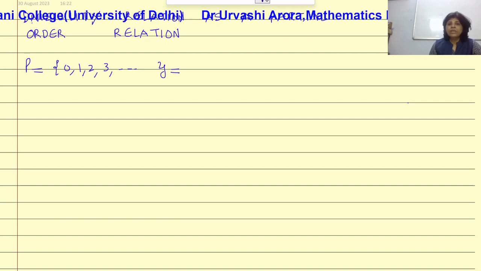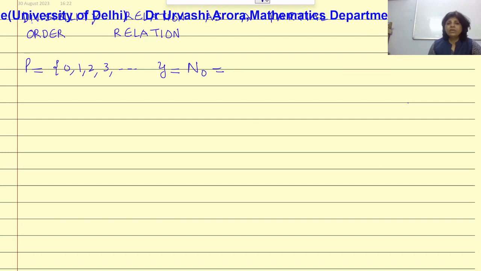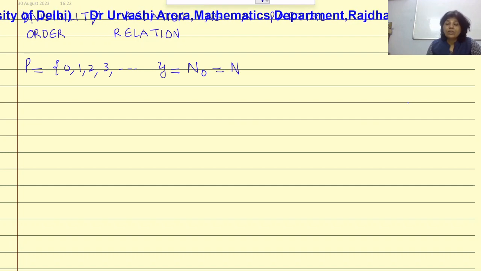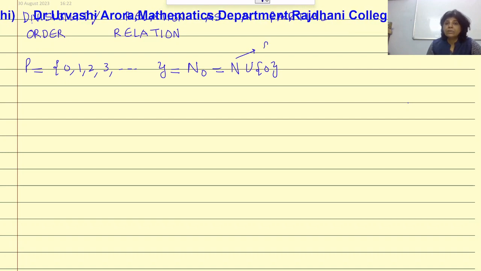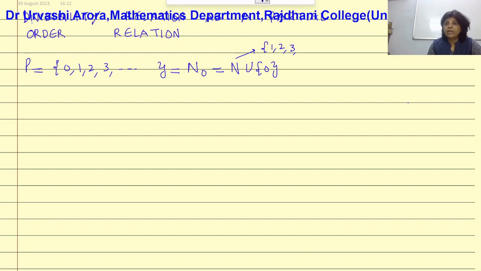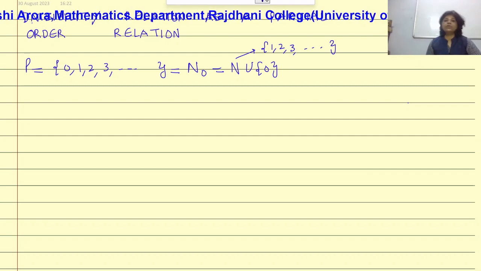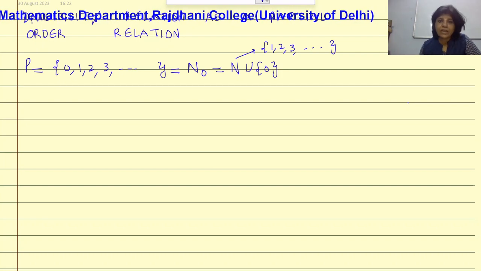Some books are in the habit of denoting the set of whole numbers as N naught, for the reason that the set of whole numbers is the set of natural numbers union 0, where we know that the set of natural numbers is the set 1, 2, 3 and so on. So just because whole numbers can be written as the set of natural numbers union 0, some books denote the set of whole numbers as N naught.